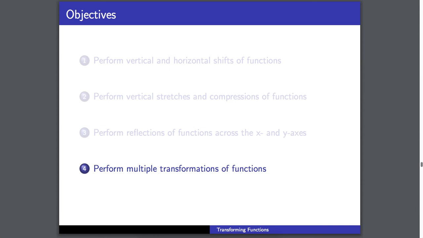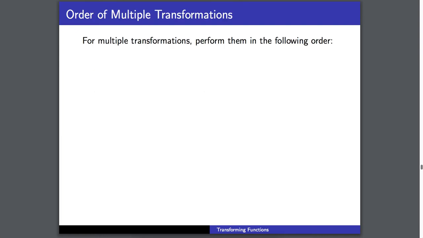Okay, in this video we're going to combine a few of the topics we've learned in the past couple videos and perform multiple transformations of functions. So for having more than one transformation for a function, we're going to perform them in the following order. So first we're going to take care of any horizontal translations, which again means shifting left or right. Remember, minus means you're going to the right, plus means you're actually going to the left.